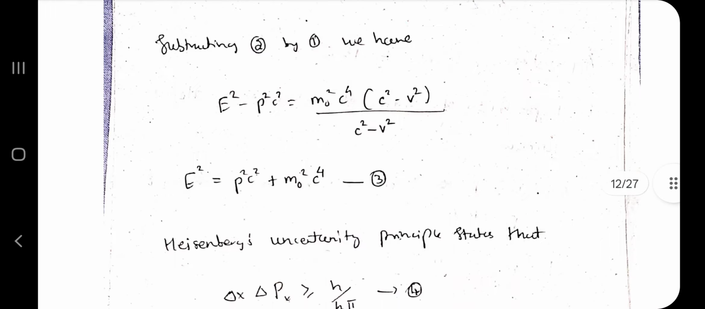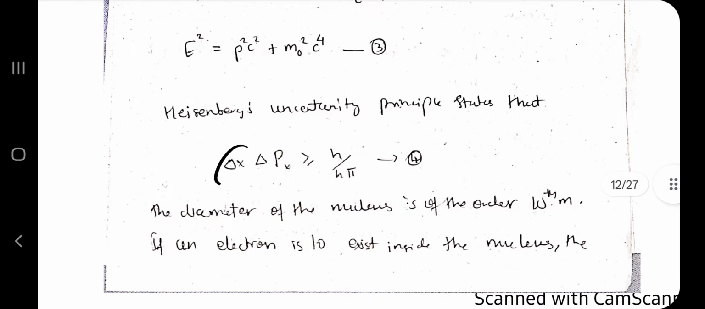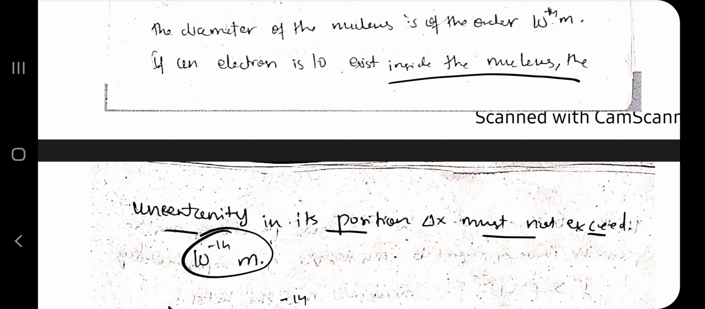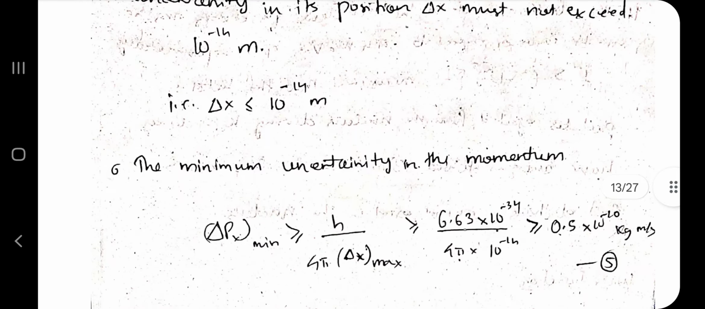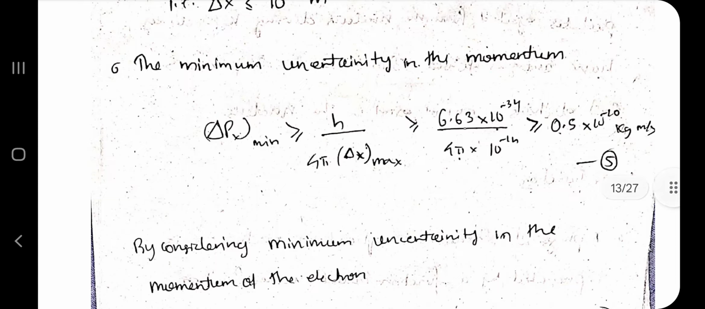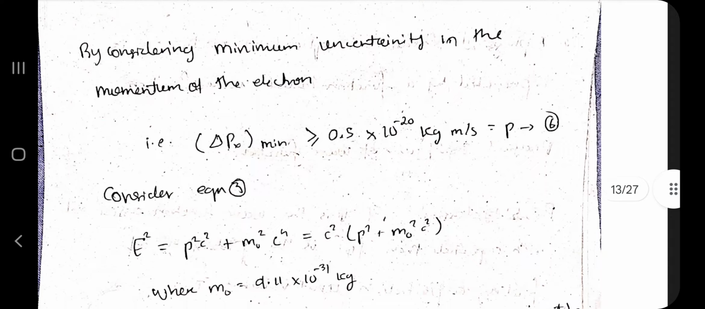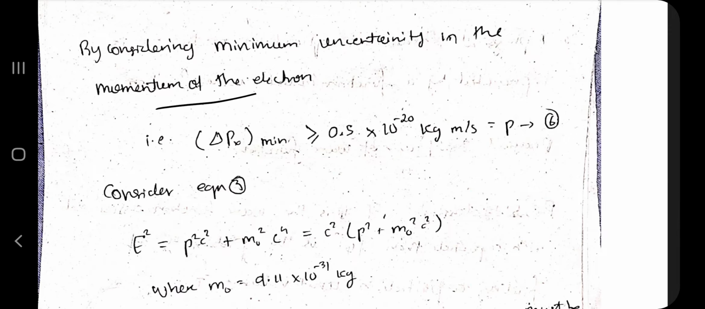Heisenberg's uncertainty principle states that the position times the momentum is greater than or equal to h/4π, and the diameter of the nucleus is in the order of 10⁻¹⁴ m. If the electron is to exist in the nucleus, the uncertainty in the position must not exceed 10⁻¹⁴ meter, so Δx ≤ 10⁻¹⁴. The minimum uncertainty in the momentum, just applying the values here, is 0.5 × 10⁻²⁰ kg·m/s. Considering the minimum uncertainty in the momentum of the electron, it should be equal to p.